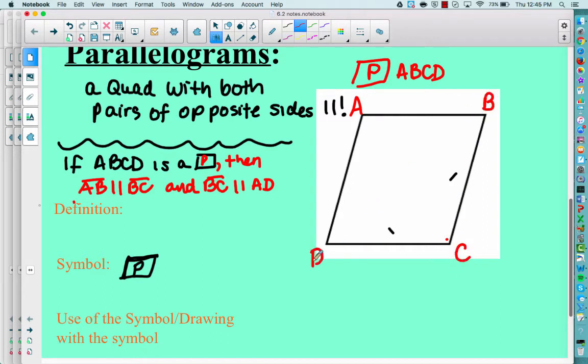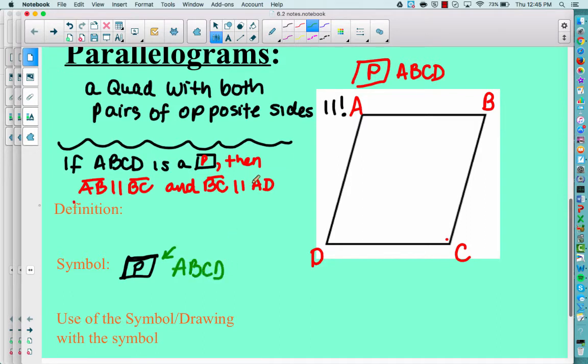But for our class, what we're going to always do is we're going to start in the top left corner and we're going to go clockwise. So that way we all have the same diagrams. But again, you can use whichever ones you want. But that's how we're going to do it for our class, okay? All right, so I just want to make sure everybody got that the symbol we'll use is this parallelogram. We would say parallelogram ABCD.